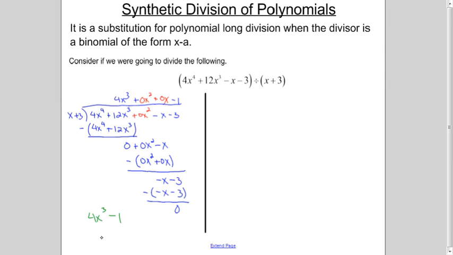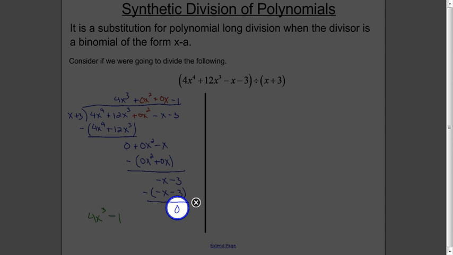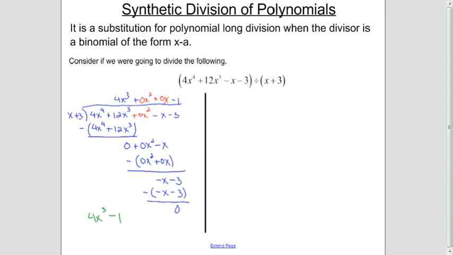So when I do it out, you see that I get 4x cubed minus 1 as my answer. There was no remainder here in the end. So let's see what that looks like in synthetic division. Again, I'm dividing by something of the form x minus a, so this will be x minus negative 3, a equals negative 3. So I'll set up my negative 3, the little hook around it.